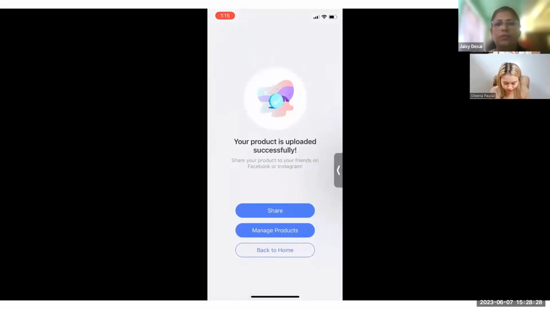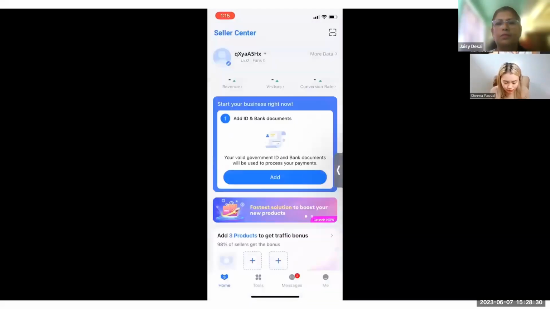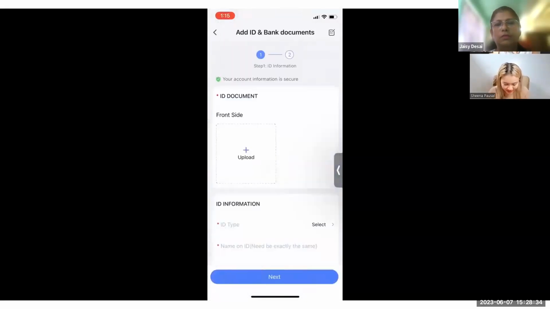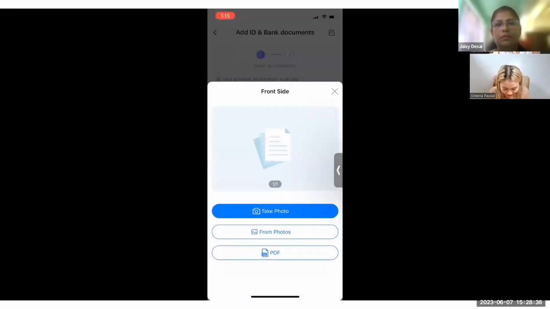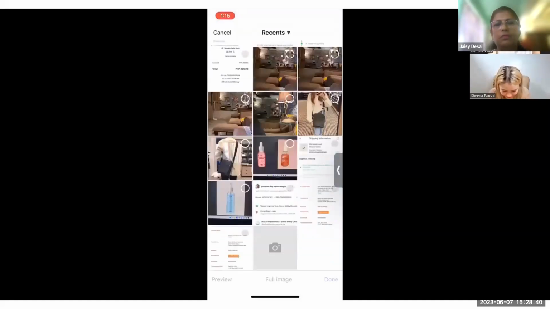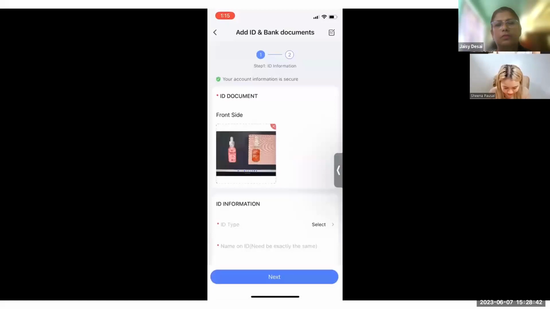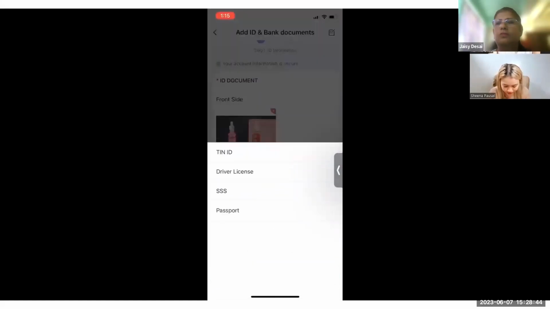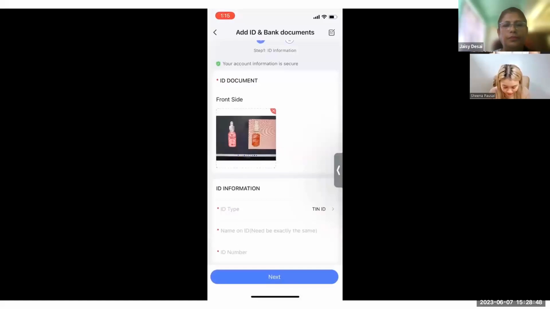There you go. There. Okay, let's now add the identity, ID, bank information. There. ID. Yeah, just a sample. Any will do. Okay.